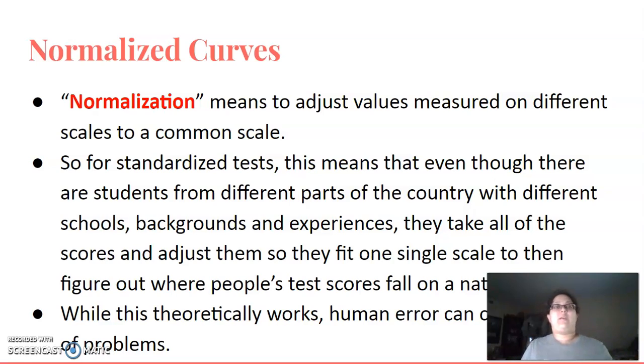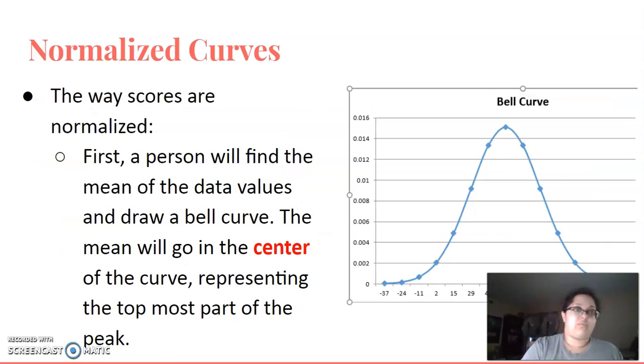So we know what is considered a normal blood pressure versus what's considered a non-normal blood pressure. So for standardized tests, this means that even though there are students from different parts of the country with different backgrounds and experiences, they take all of the scores and adjust them so it's on one scale, and that basically allows them to figure out where everybody's test scores fall. So theoretically, this works, but humans and human error can cause a bunch of problems. That's why normalized curves are not perfect.